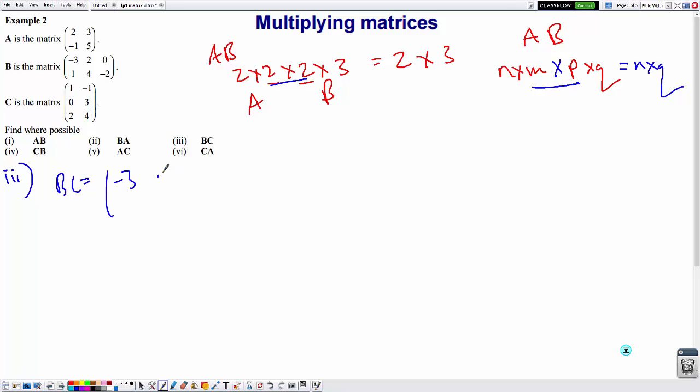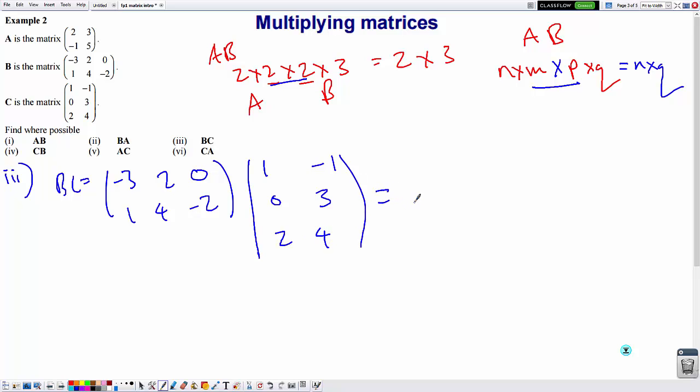So it's 3 minus 3, 2, 0, 1, 4, minus 2, multiplied by C, which is this: 1, minus 1, 0, 3, 2, 4. Multiply this yourself now. Just pause and check that you've got the right answer. So I'm going to work this out now.